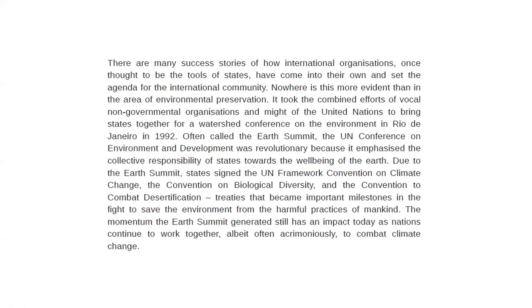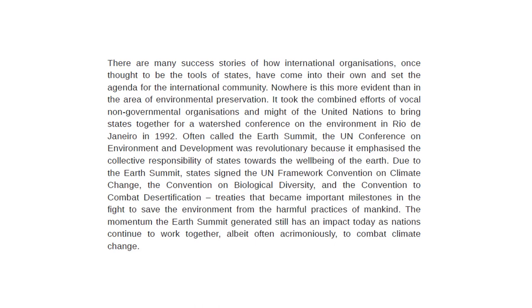There are many success stories of how international organizations, once thought to be the tools of states, have come into their own, which means their own power, and set the agenda, or the schedule, for the international community. Nowhere is this more evident than in the area of environmental preservation. It took the combined efforts of vocal non-governmental organizations and the might of the United Nations to bring states together for a watershed conference on the environment in Rio de Janeiro in 1992, often called the Earth Summit.